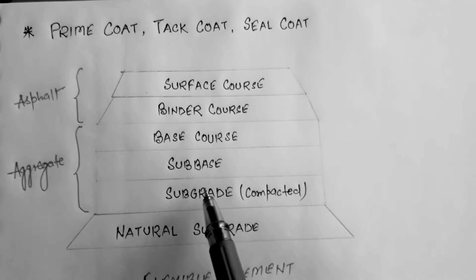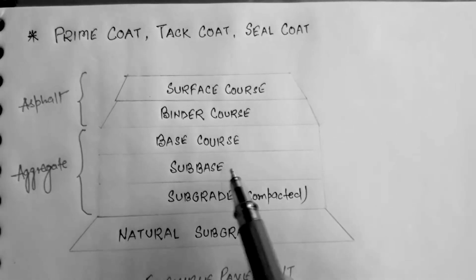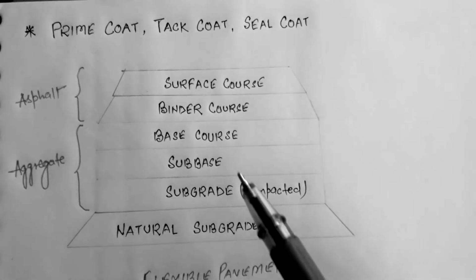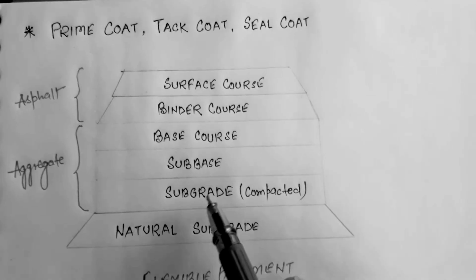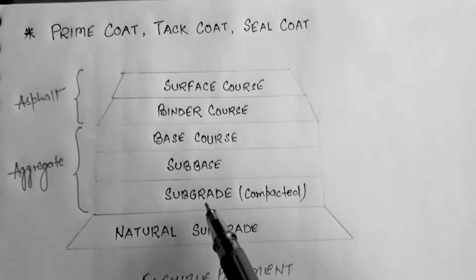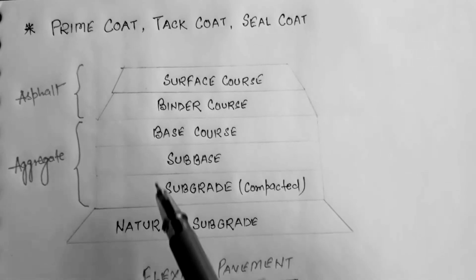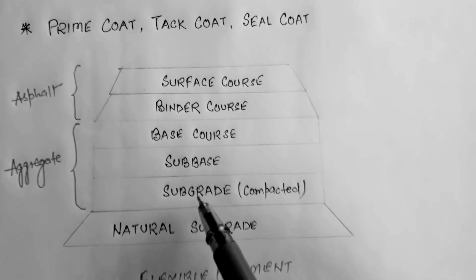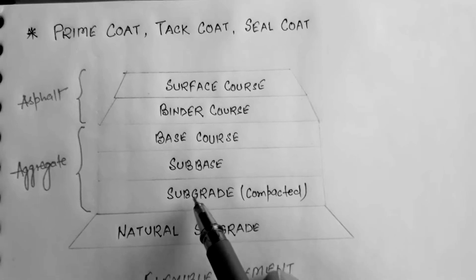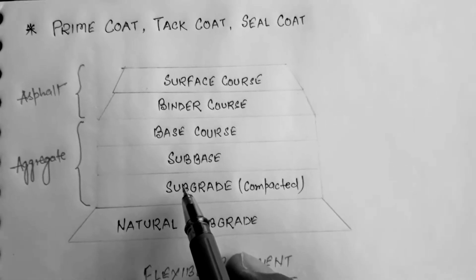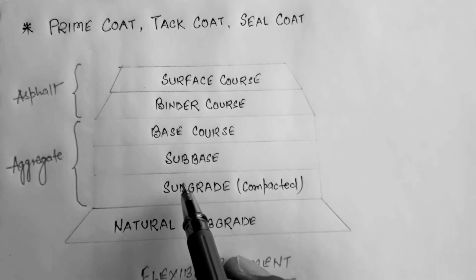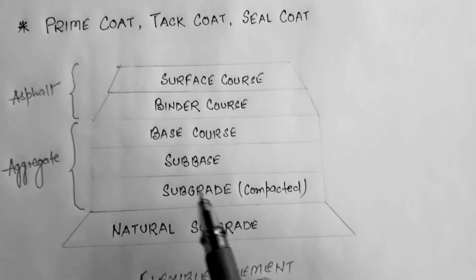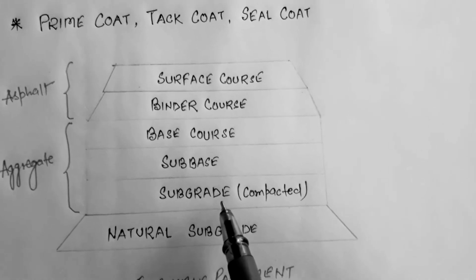Okay, in the next layer we will provide a sub base. Sub base is a smaller size of aggregate, not larger than the ballast sizes which we use in our subgrade portion. Then in sub base we will use a smaller size than the subgrade portion. Why do we use this? It is used to fill up the voids available in the subgrade portion.